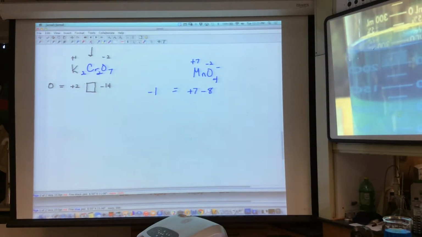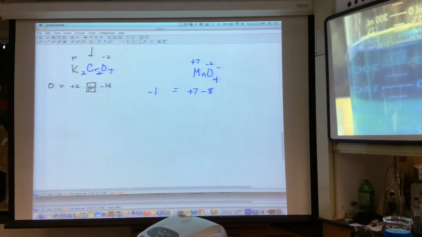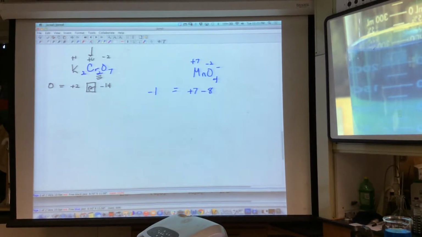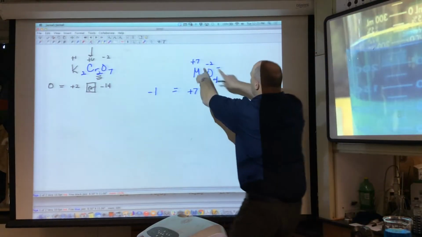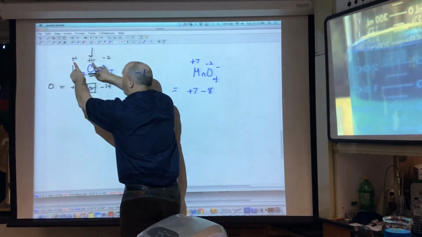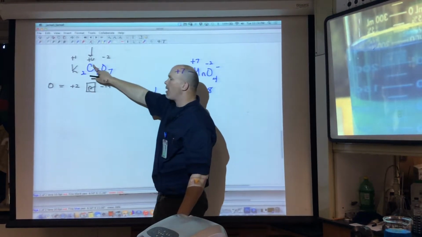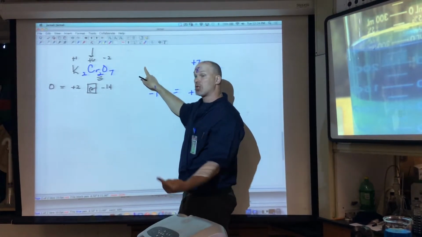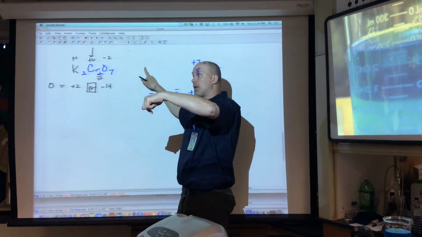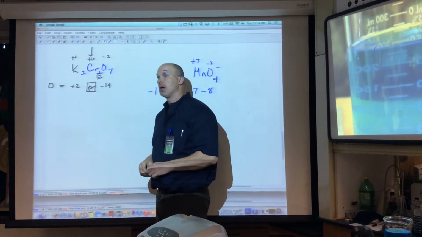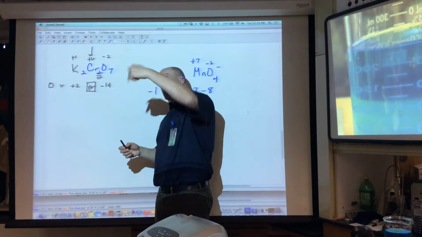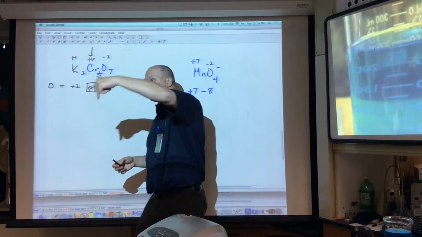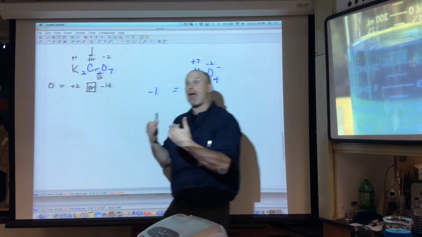Good. But plus 12 is not your answer, because plus 12 is for all the chromiums. How many is there? So each chromium is plus 6. I am after the individual charges. That's what I want. Because if chromium goes from plus 6 to plus 3, what's happening to it? If its charge is going down, is it getting oxidized or reduced? Charge is going down. It's getting reduced. That's what reduction means. It's gaining negative charges.